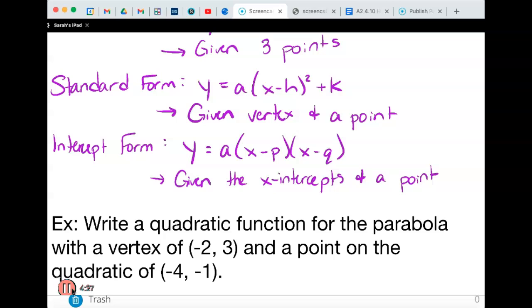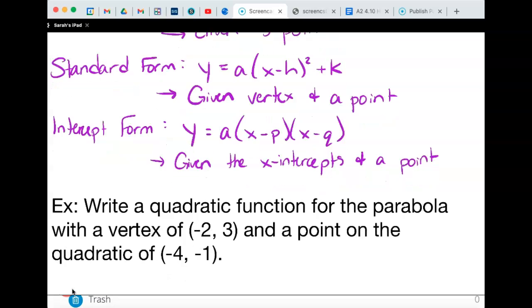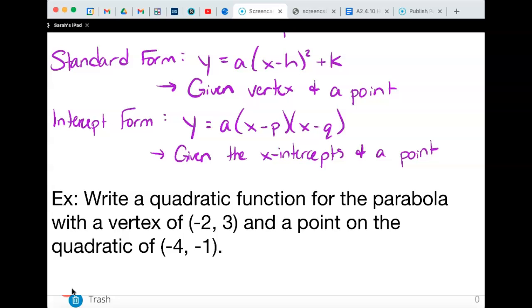Okay, so write a quadratic function for the parabola with vertex -2, 3, and a point -4, -1. So if we're given the vertex, should we write it in general form, in standard form, or in intercept form? Standard. We're going to write it in standard form because we're given the vertex.